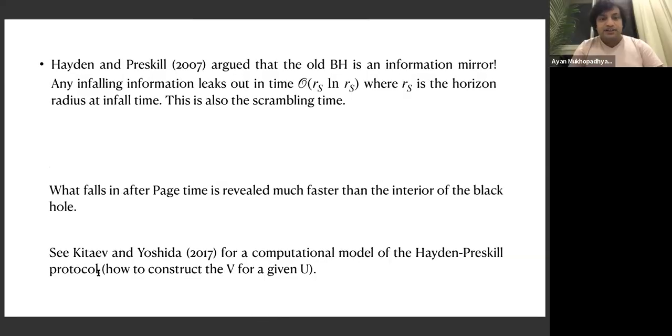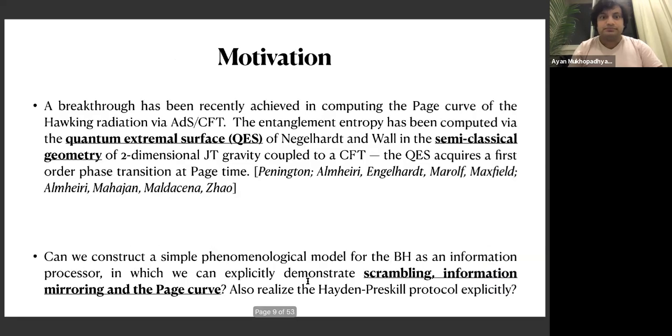So Kitaev and Yoshida in 2017 had a very nice computational model of the Hayden-Preskill protocol. And they showed how you can construct the V for a given U. But it's only a computational model. So our motivation is somehow to make it physical.